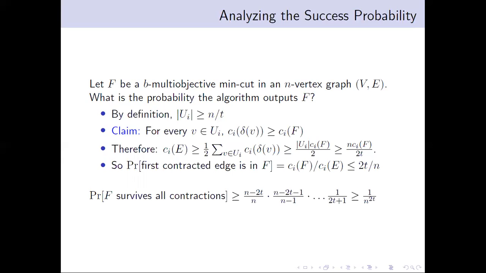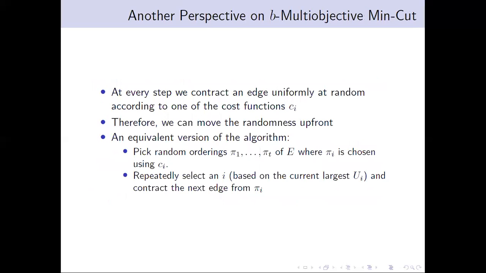And therefore, we can write the probability that f survives all rounds of contraction with this telescoping product that we can lower bound with 1 over n to the 2t. Thus, we have that any B multi-objective min cut has at least a 1 over n to the 2t probability of being output by this algorithm. In order to turn this into an algorithm for regular multi-objective min cut, where we're not given the budgets, we need to think about it from a different perspective.